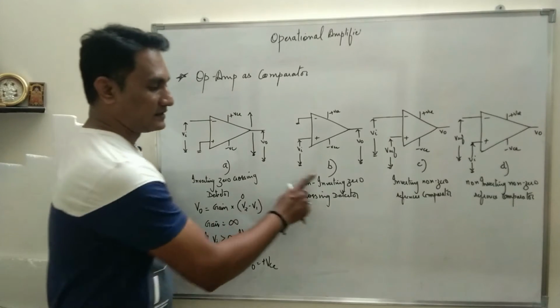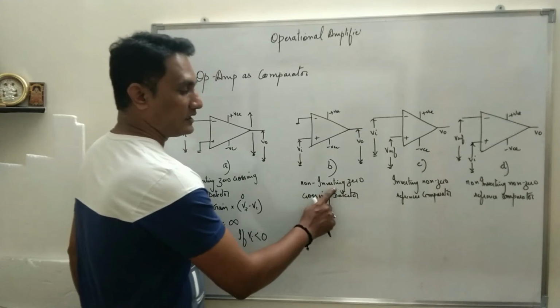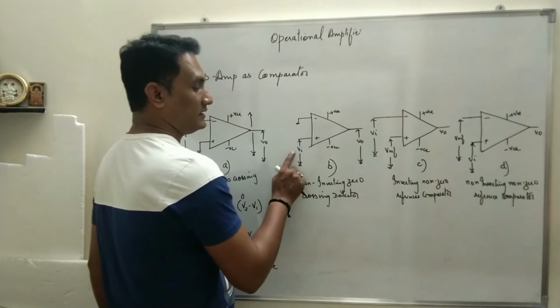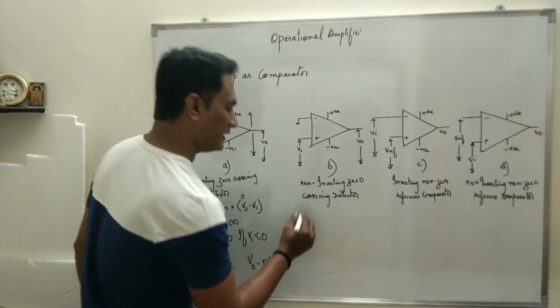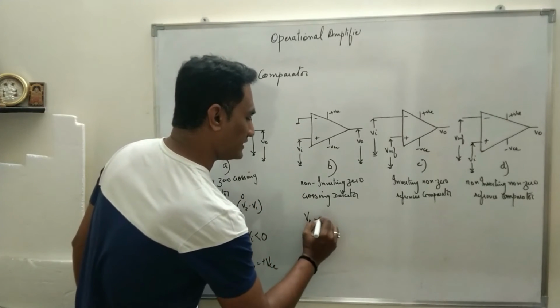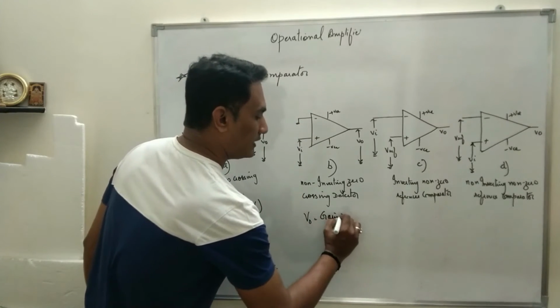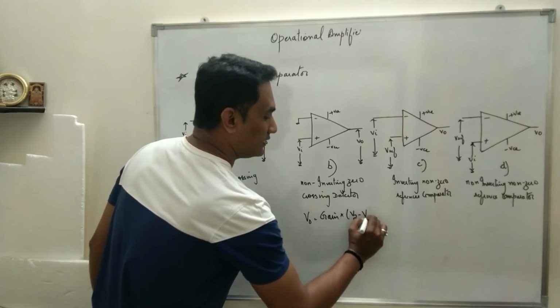Okay, next, non-inverting zero crossing detector. That means here input voltage is applied to the non-inverting terminal and the inverting terminal is grounded. Now again the output voltage is gain multiplied by the difference between the 2 input voltages.